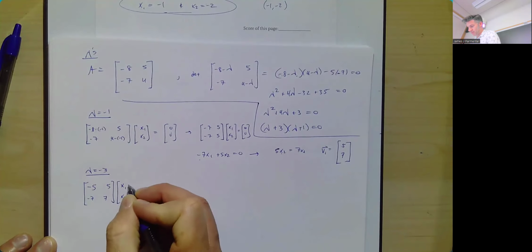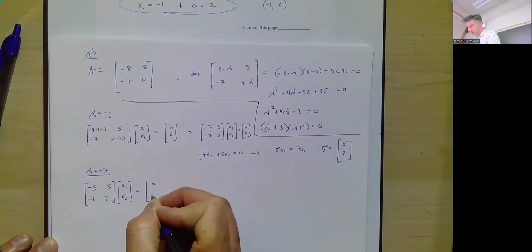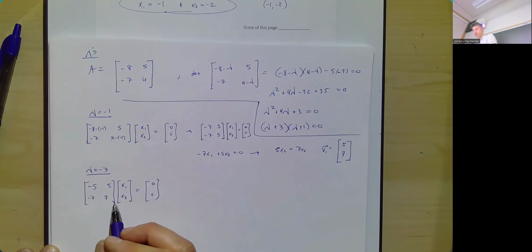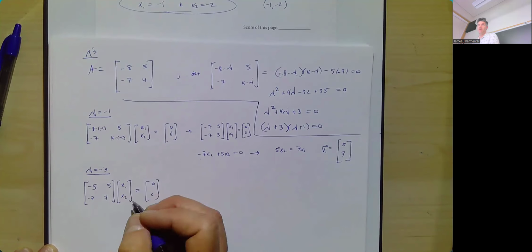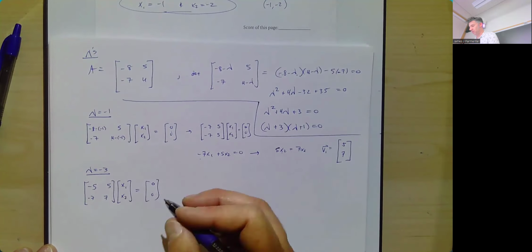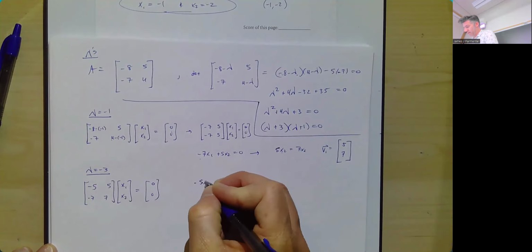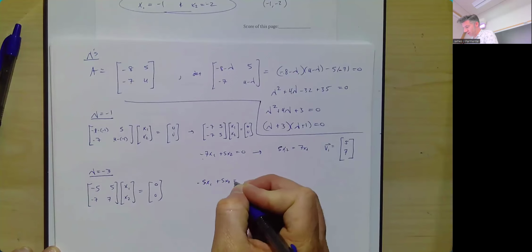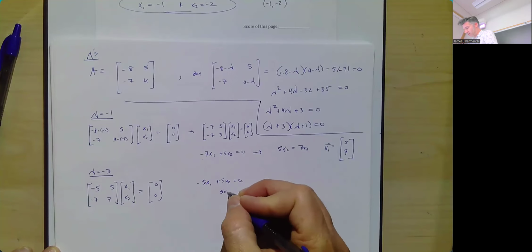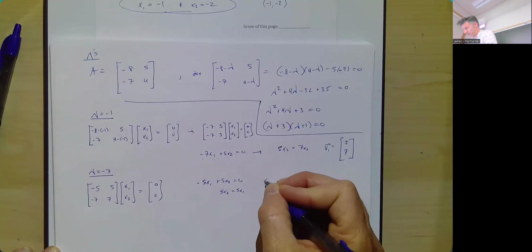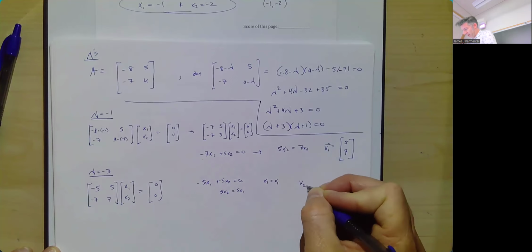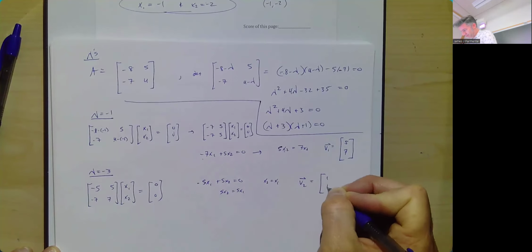And so we see we're going to get, again, both of these equations are the same. It's negative 5x1 plus 5x2 equals 0, or negative 7x1 plus 7x2 equals 0. Those are the same equation, just a little bit different. So negative 5x1 plus 5x2 equals 0. So 5x2 equals 5x1, or x2 equals x1. Our eigenvector is 1, 1.